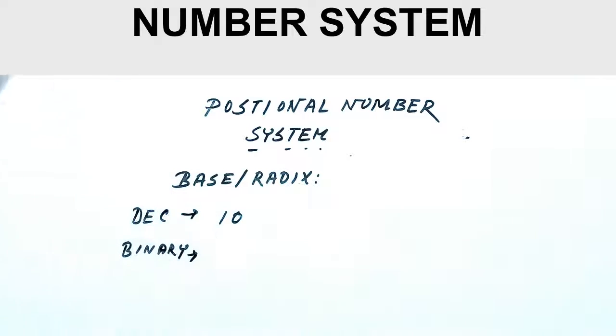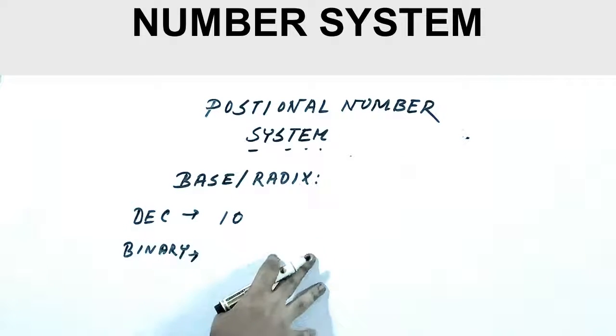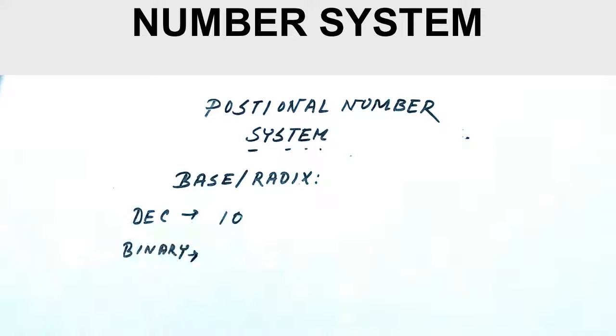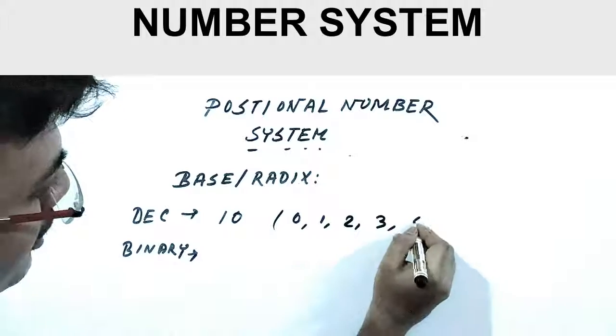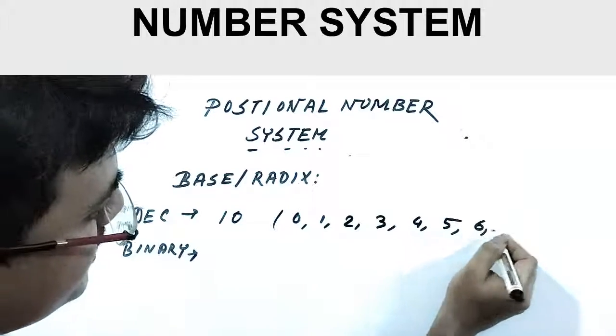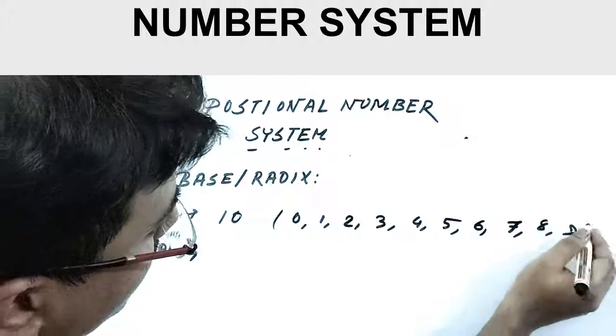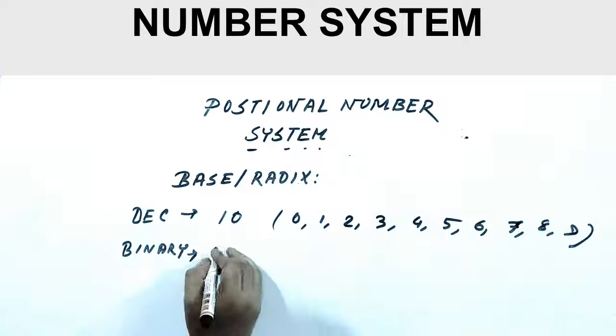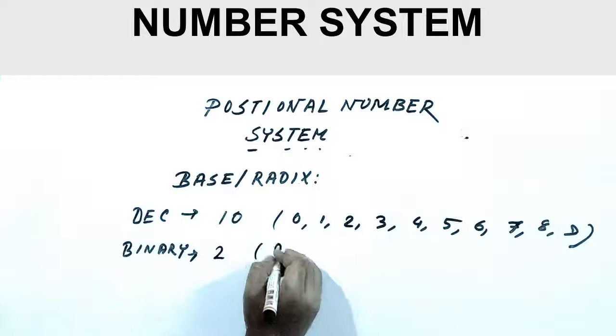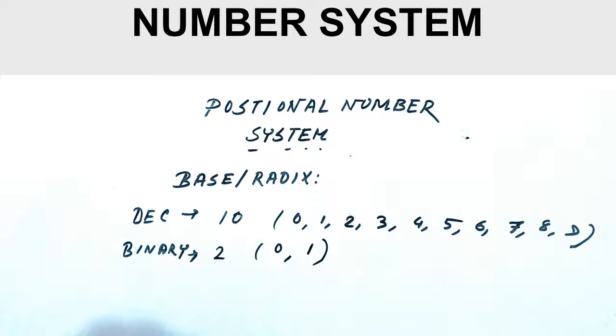So as per the definition, base is nothing but the number of symbols or digits that we usually use to represent a number system. Now if you consider the decimal number system, how many numbers are there? 0, 1, 2, 3, 4, 5, 6, 7, 8, 9. That's why the base or radix is 10. If you go to the binary, the base or radix becomes 2 because there are two numbers, 0 and 1.